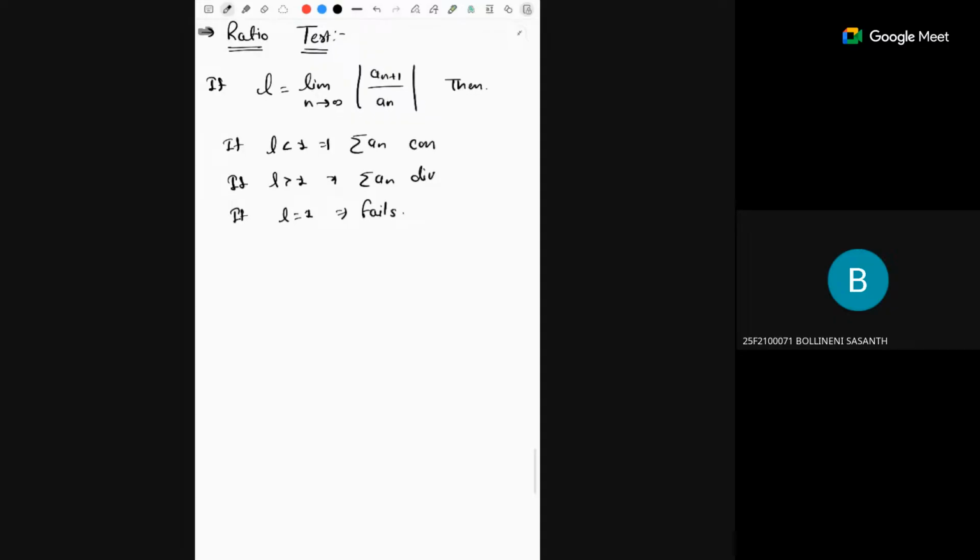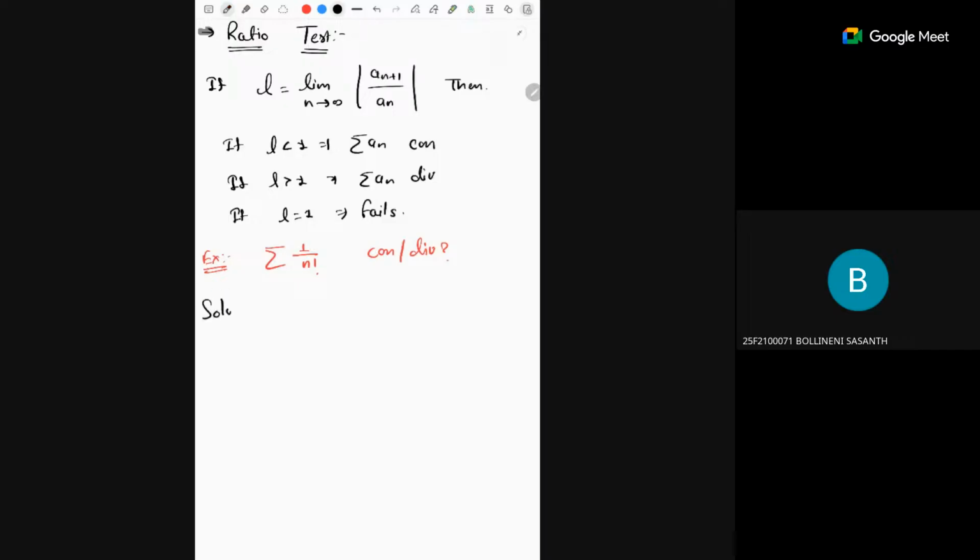Now let's take an example for this too. Suppose you have a series summation 1 upon n into n plus 1, and we want to figure out whether it converges or diverges. Oh, in place of this, let's take an interesting one. This you can already easily figure out. So suppose you have summation 1 upon n factorial. Suppose this is the series we have, and we want to find out the convergence or divergence of this series. Okay, so I'll do it.